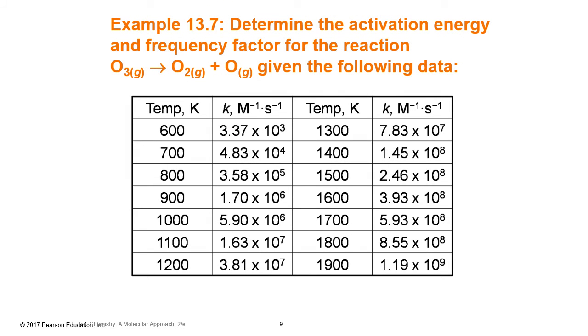So let's look at an example. Let's determine the activation energy and the frequency factor if we're measuring ozone decomposing into oxygen and a free radical. We're given the following data, and we need to manipulate it. We're going to have to convert our temperature to 1 over the temperature, and for k we're going to have to take the natural log of k.